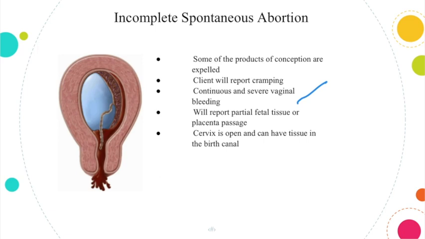So the cervix is open. There can be tissue in the birth canal, okay? But again, we're going to have to do pad counts to make sure they're not losing too much blood, all right? And this person will probably have a D&C, a dilation and curettage, to get the rest of the products of conception out.